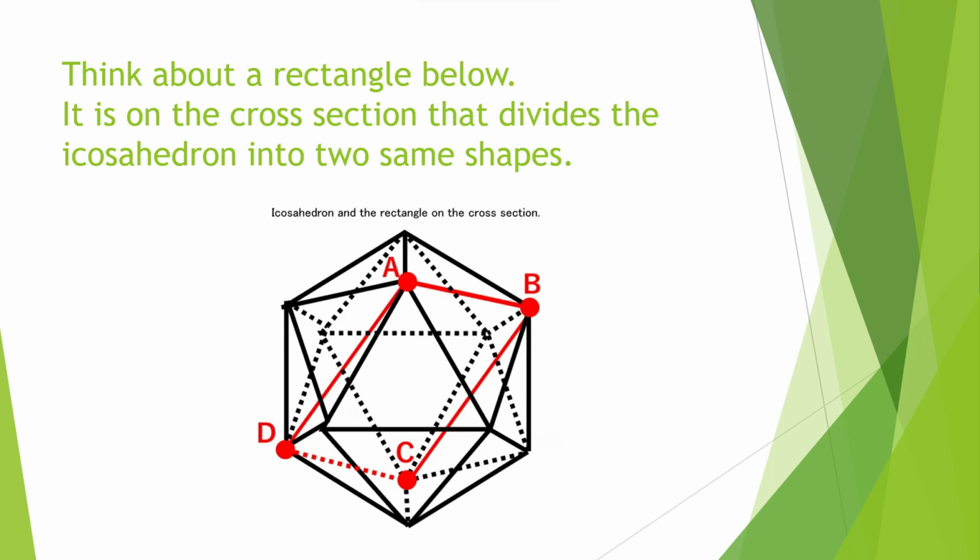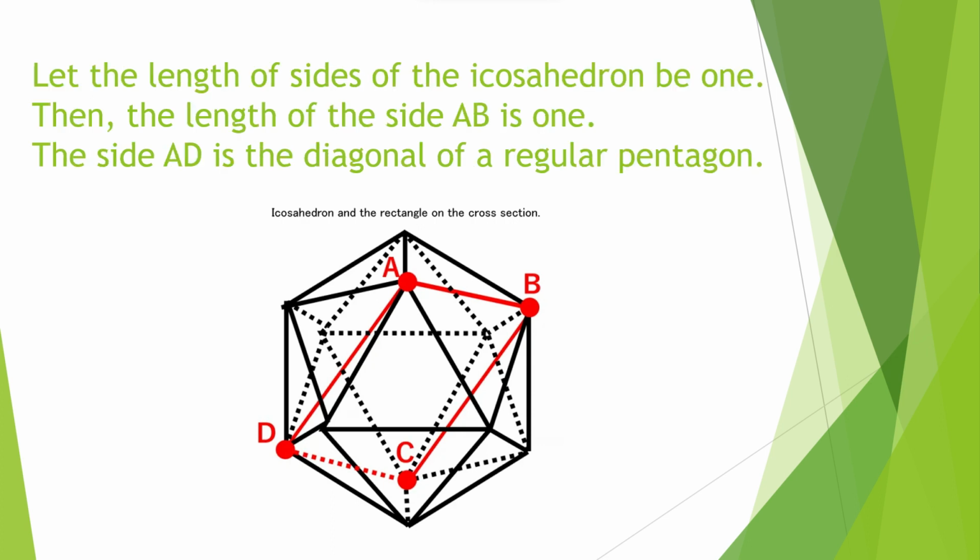Think about a rectangle below. It is on the cross section that divides the icosahedron into two same shapes. Let the length of the sides of the icosahedron be 1. Then, the length of the side AB is 1. The side AD is the diagonal of a regular pentagon.